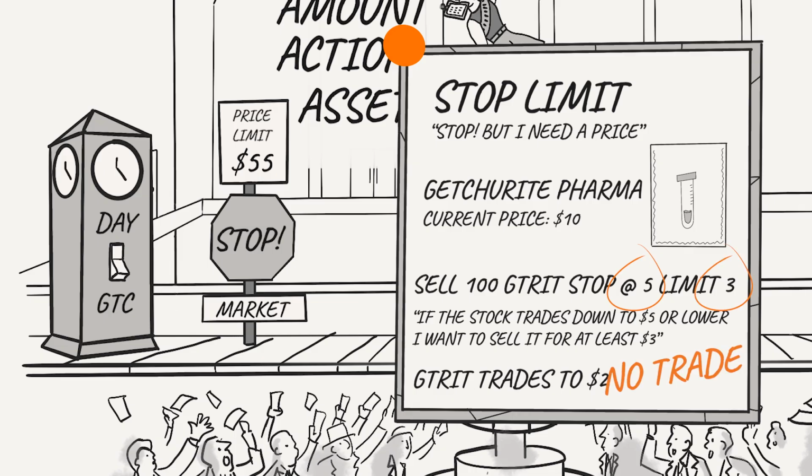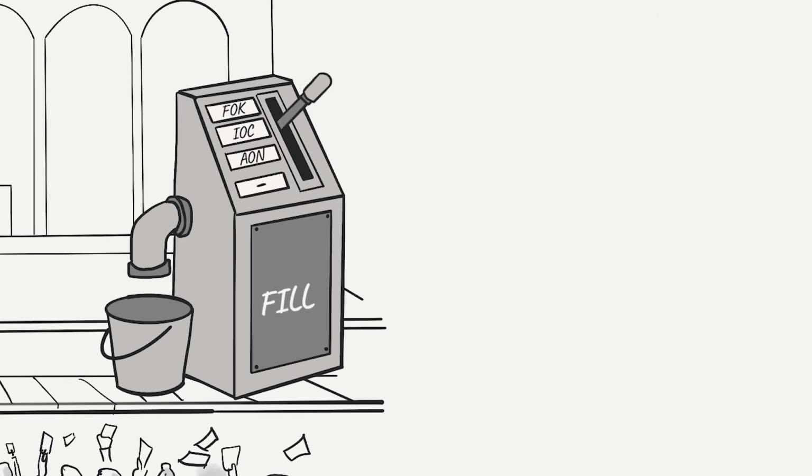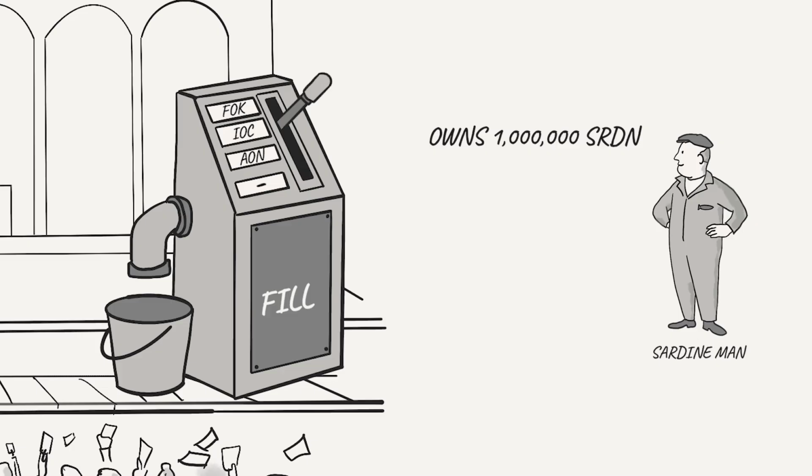Okay, now what else might I want to tell the trader? Well, next we find this fill machine. Depending on where you place the lever, determines how much you'll get and when you'll get it. Let's go back to our client that owns 1 million shares of the sardine canning company. Let's say he wants to sell at the current market price, but he doesn't want to wait days and days for the order to complete.